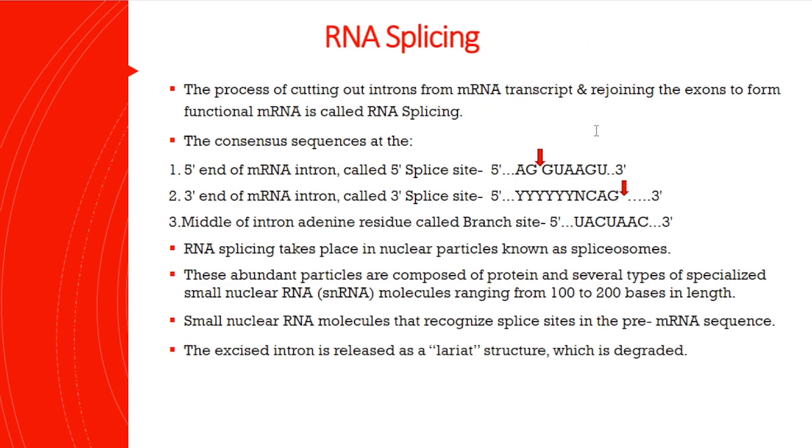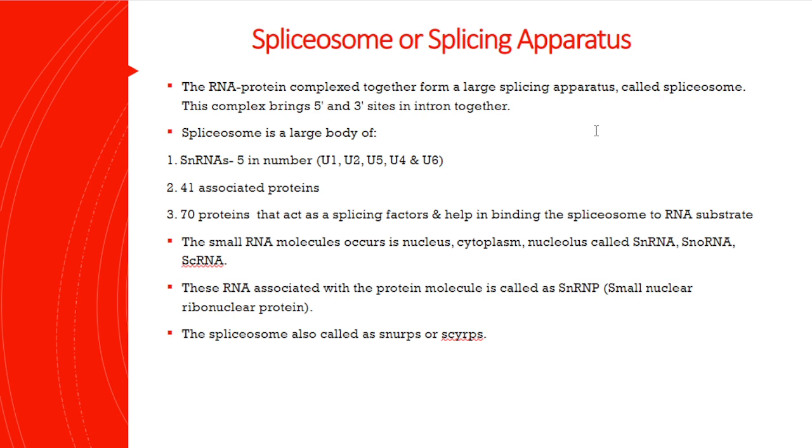This RNA splicing is mainly catalyzed by the spliceosome. Spliceosome, or splicing apparatus: the RNA-protein complex comes together to form a large splicing apparatus called the spliceosome. This spliceosome has five snRNAs, that is U1, U2, U5, U4 and U6, and around 41 associated proteins, the 70 proteins that act as splicing factors and help in binding the spliceosome to the RNA substrate.